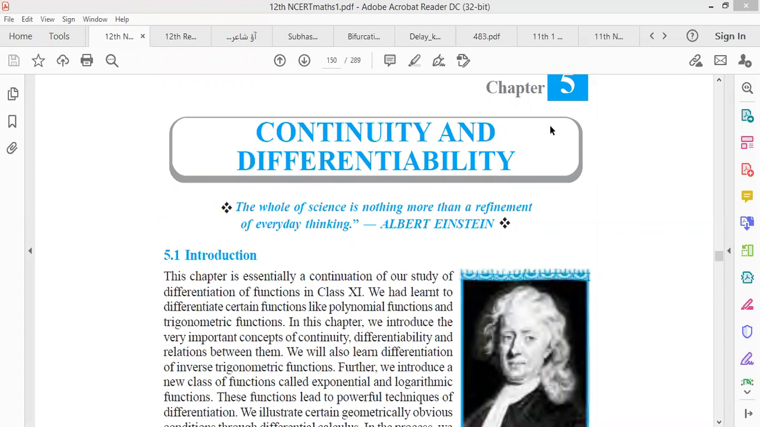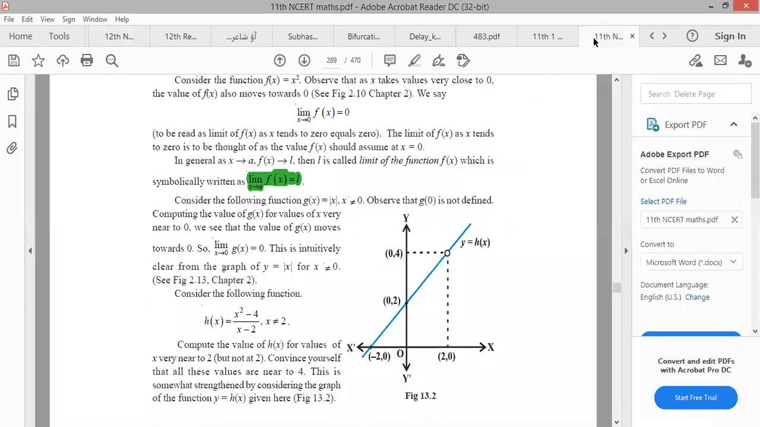Dear students, you are well aware of the concept of limit from class 11th. I would like to recall the concept of the limit and when it exists for a function. From your class 11th, I've highlighted it here: if x tends to a, f of x tends to L, then we say that L is the limit of the function f of x, which is symbolically written like this. In the green color, I have highlighted it.